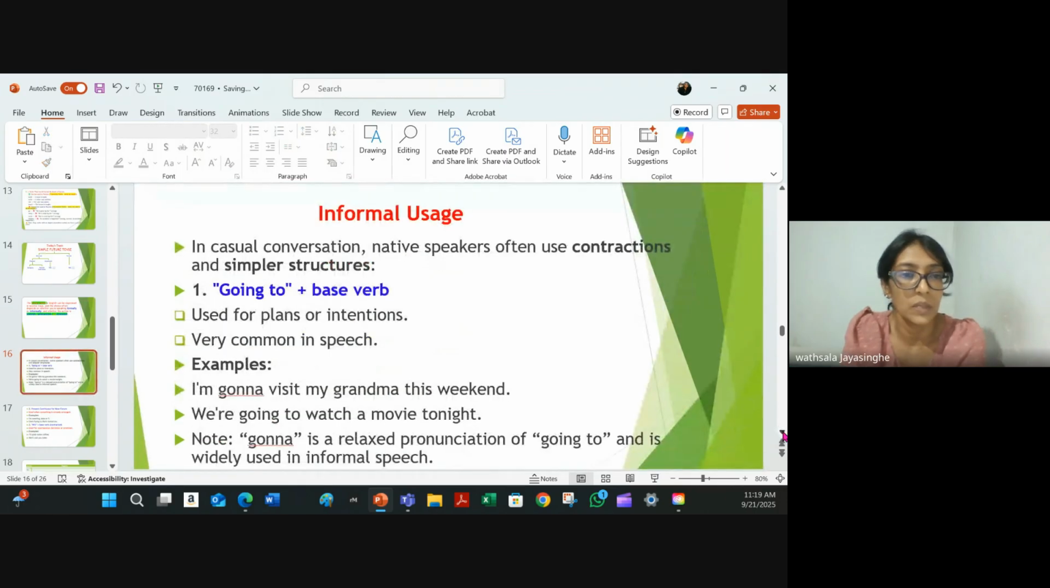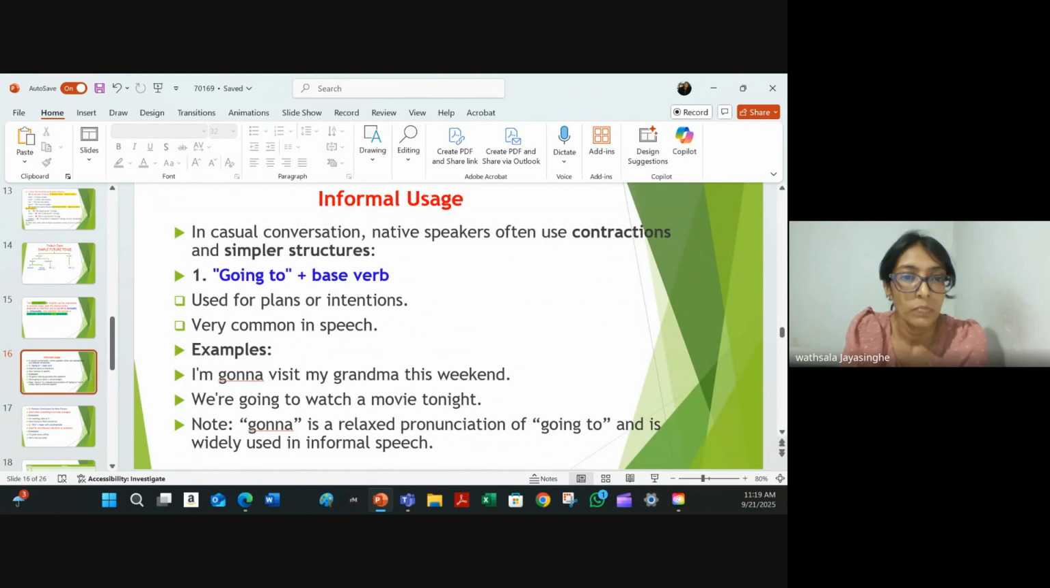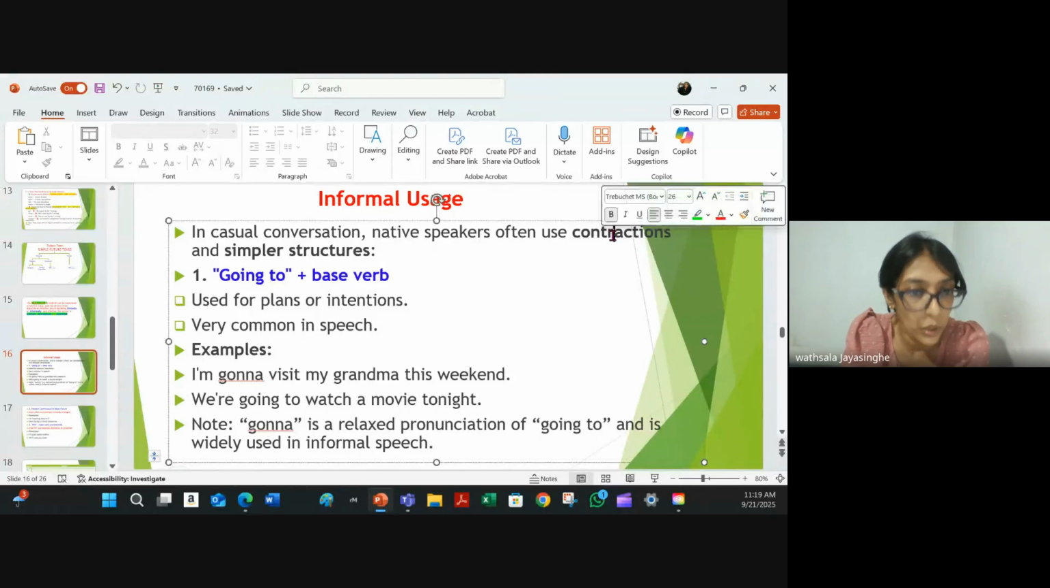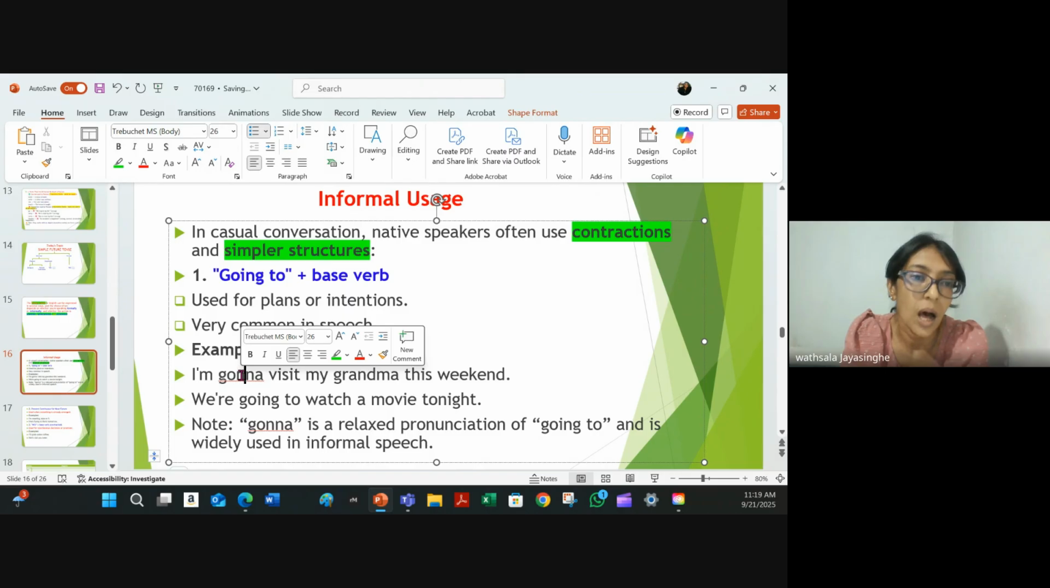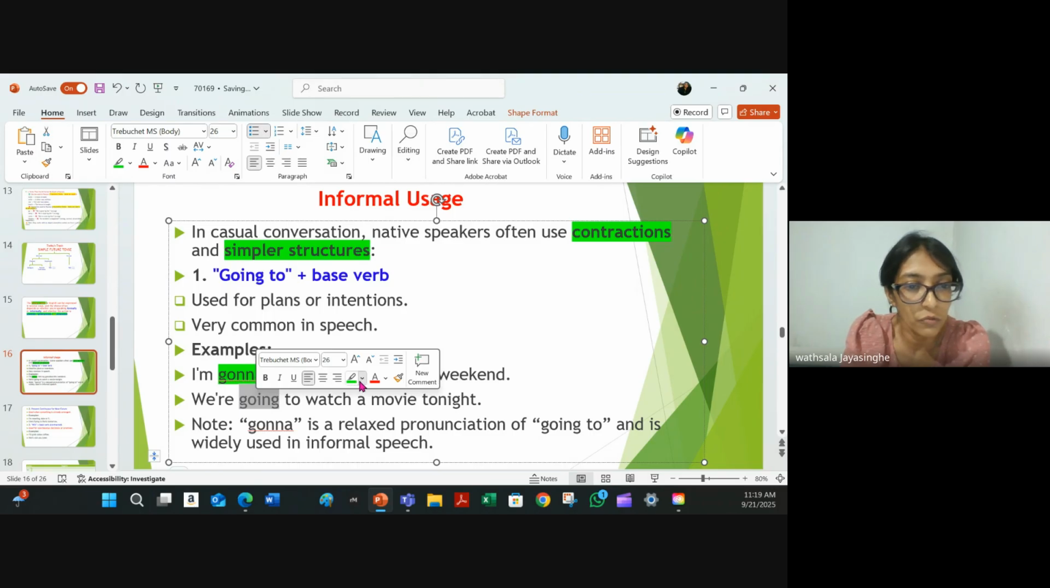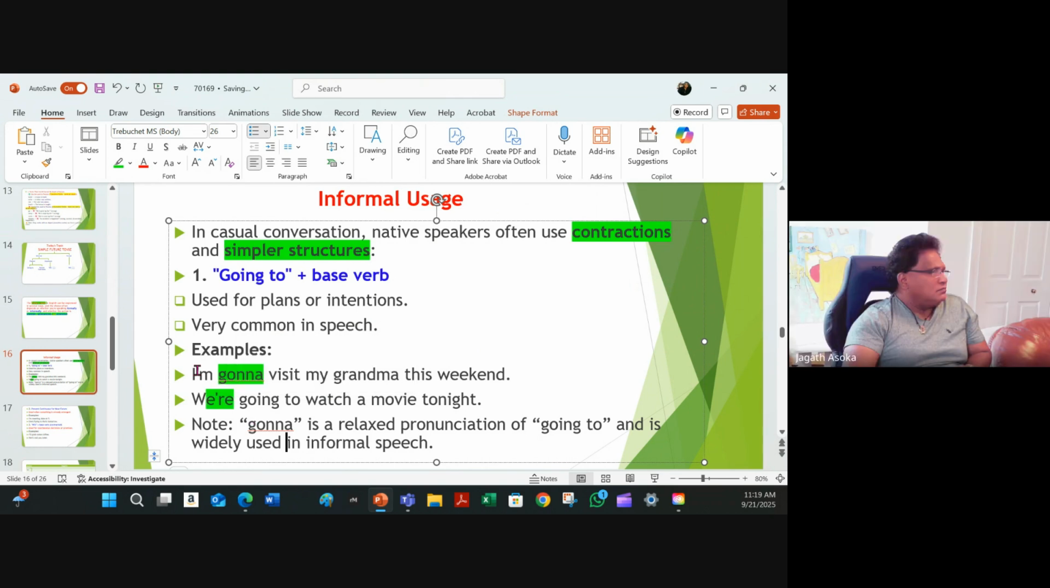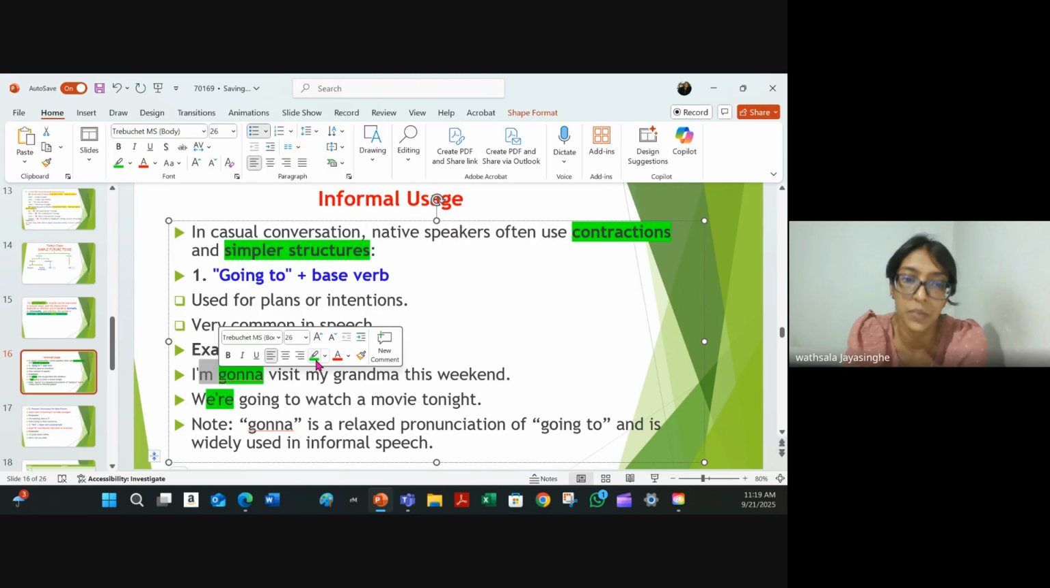Informal usage. In casual conversation, native speakers often use contractions and simpler structures. First one, going to plus base verb, used for plans or intentions, very common in speech. Example, I'm going to visit my grandma this weekend. We are going to watch a movie tonight. Gonna is a relaxed pronunciation of going to and is widely used in informal speech.